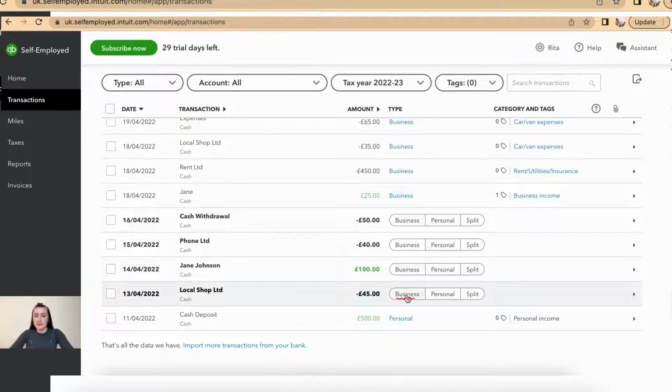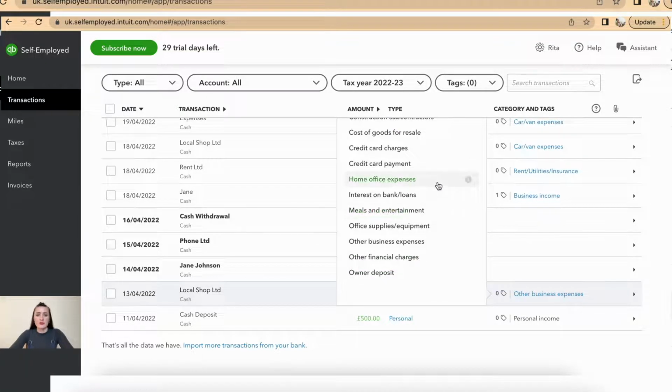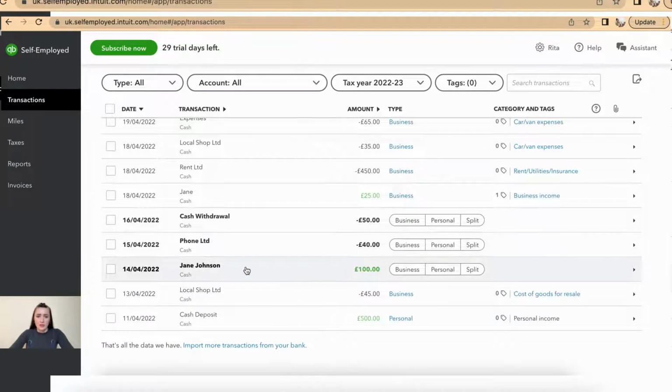Local shop, this is business related income. And by clicking on other business expenses, I can actually change different cost categories. So for example, to cost of goods resale. Jane is my customer, so I will say this is business related customer, and there is a business income automatically picked up.